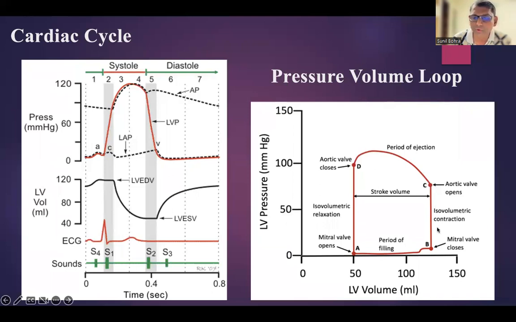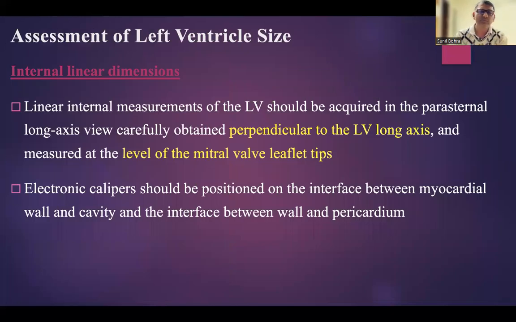Same thing here, the pressure volume loop, you should know the pressure volume loop. It starts with the mitral valve closure, the aortic valve opens, there is ejection time, the aortic valve closes, and then the mitral valve opens. So I'm sure all of you will be able to go through this and know the cardiac cycle and the pressure volume loop. For the assessment of LV size, we go by the internal linear dimension. So what does the internal linear dimension mean? It is the linear internal measurement of the LV, which should be acquired in the parasternal long axis view, carefully obtained perpendicular to the LV long axis.